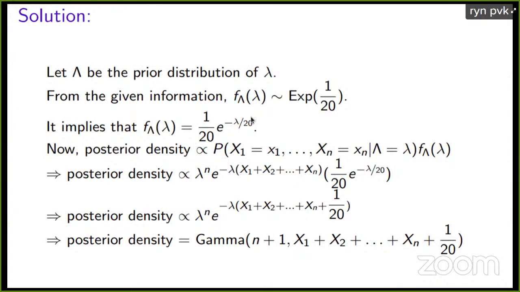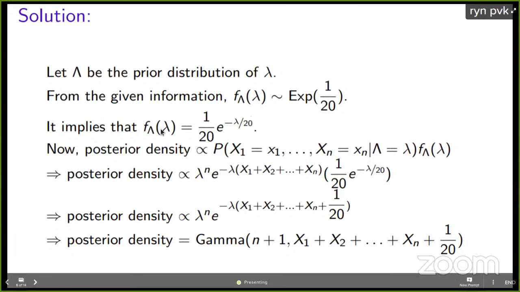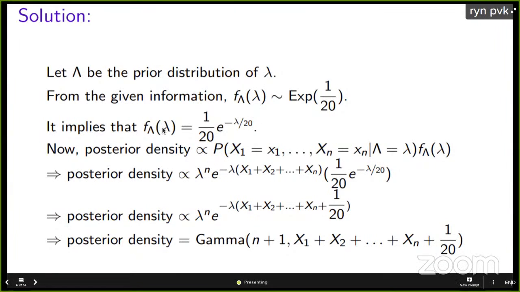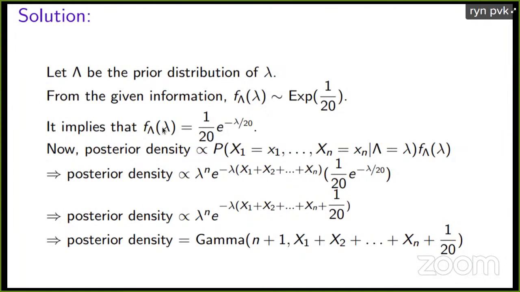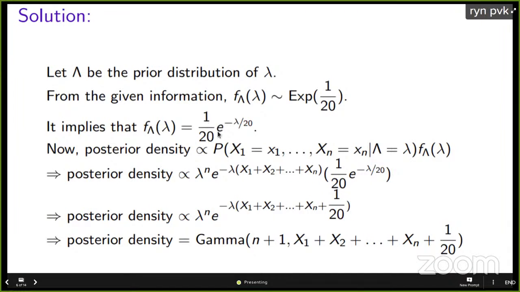We know the density for an exponential distribution is lambda e to the power minus lambda x. Here x is lambda, so don't get confused between the two. So this is 1 by 20 into e to the power minus lambda by 20. This is the distribution for prior. Now posterior density is directly proportional to likelihood into prior density.